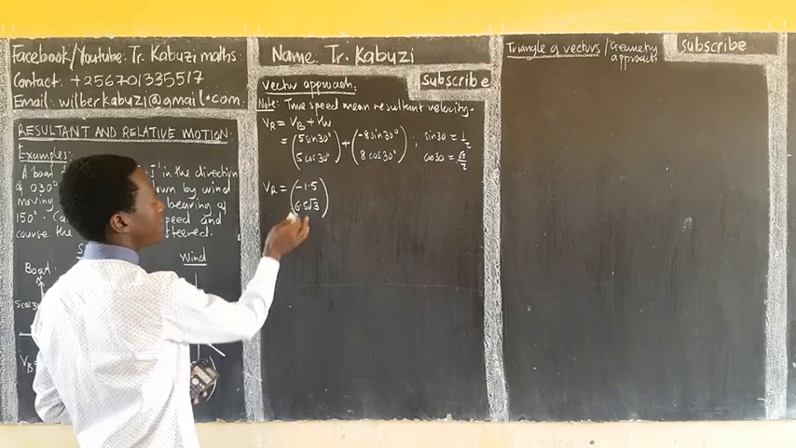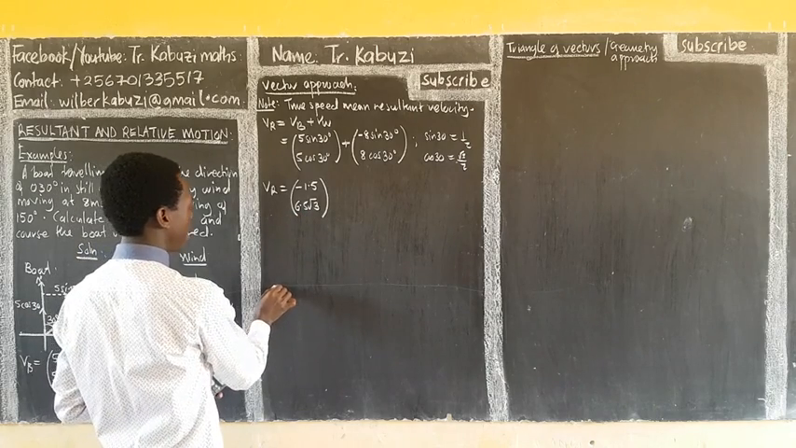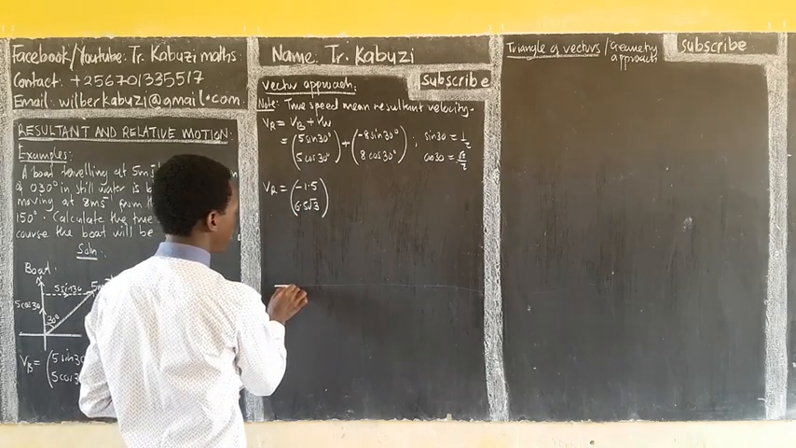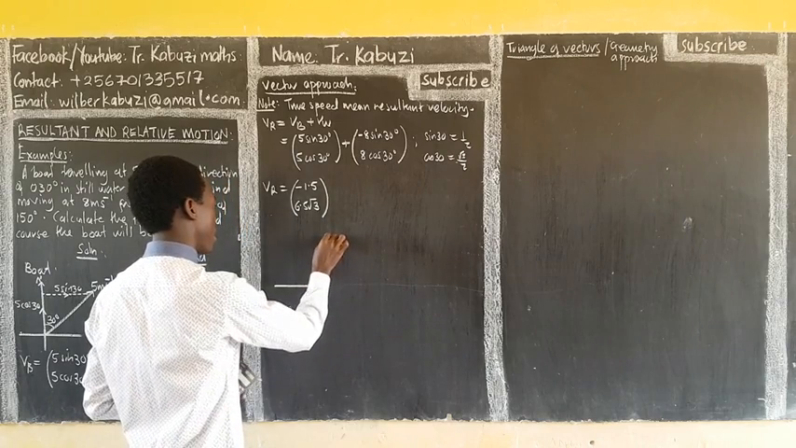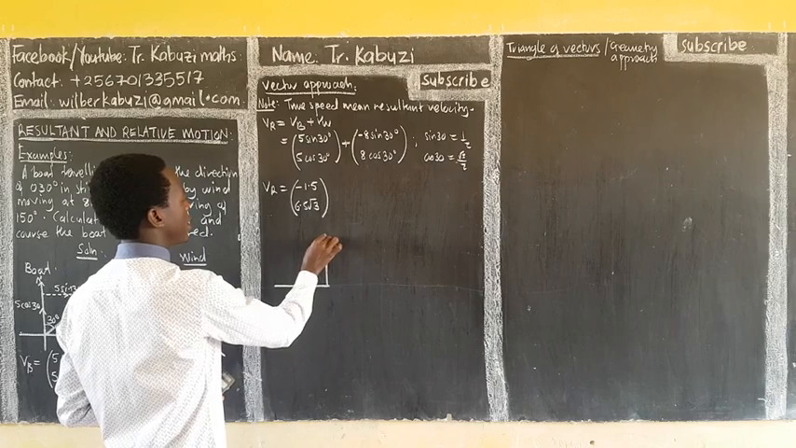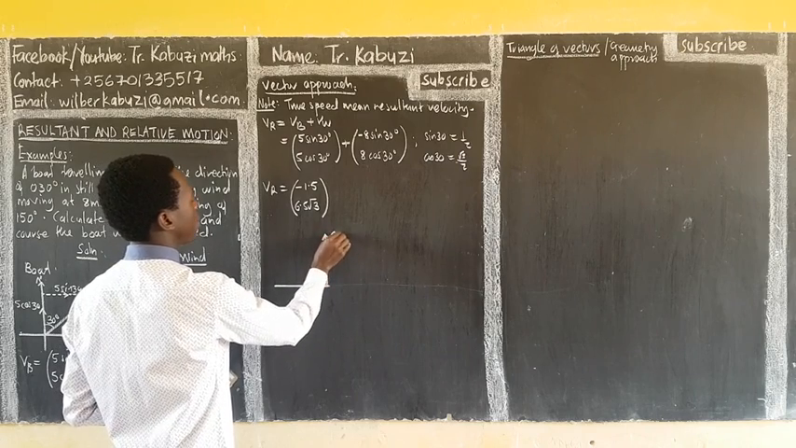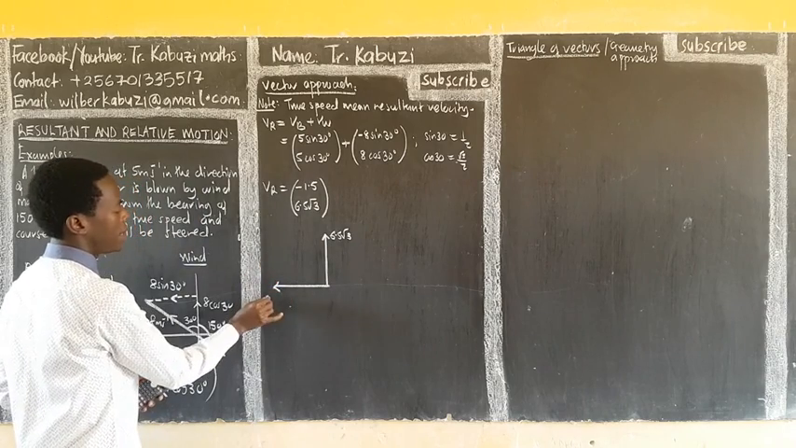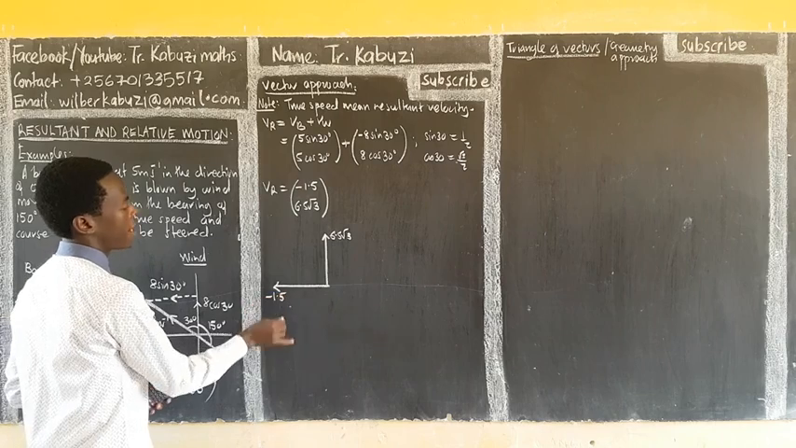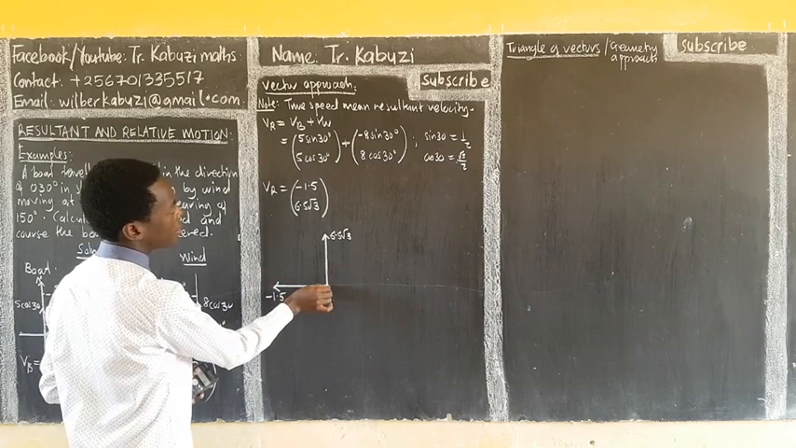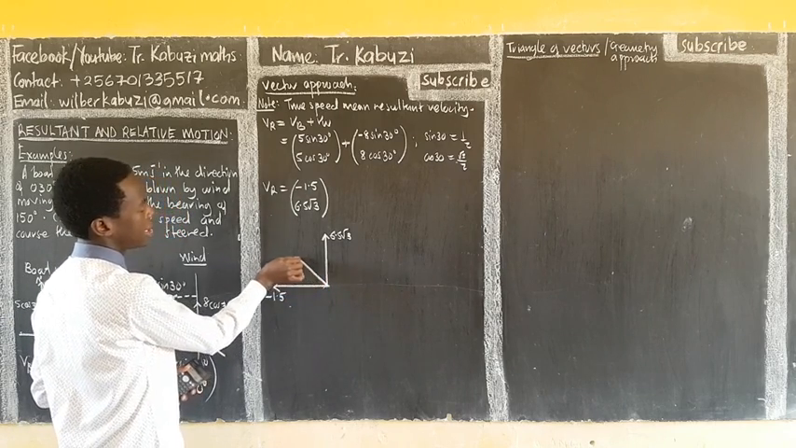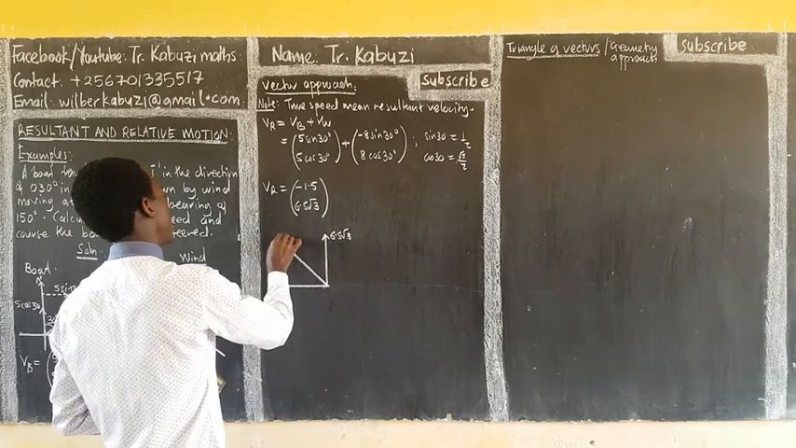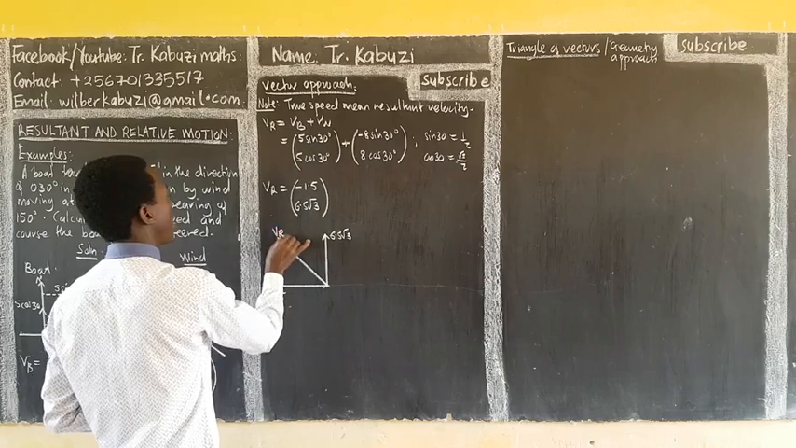So this is negative and this one is positive. So the case we are going to be having is this. So this is the positive 6.5 root 3, and then this one is going to be negative 1.5. And then our resultant is going to be acting in this direction there. This is going to be our PR.